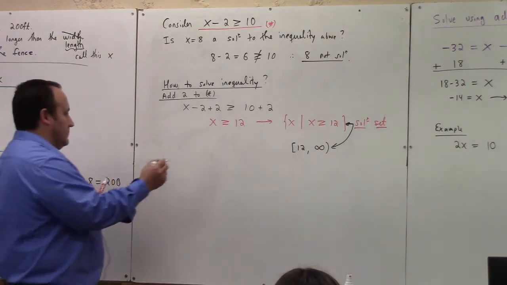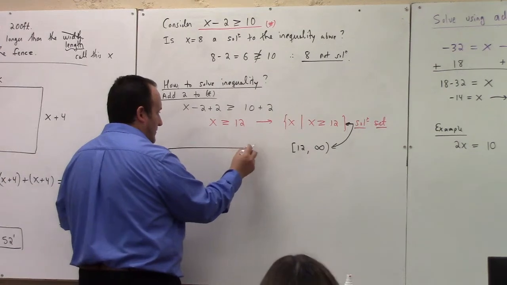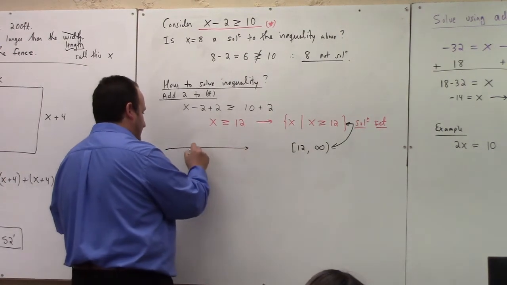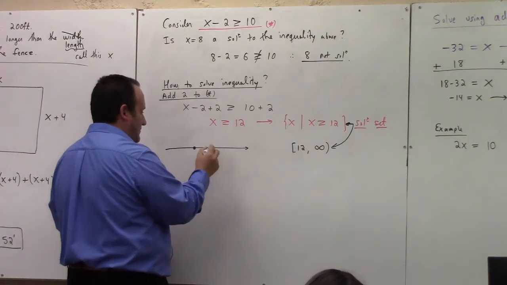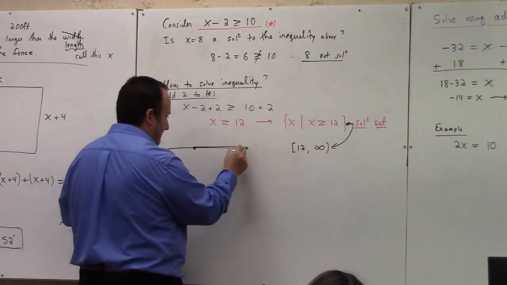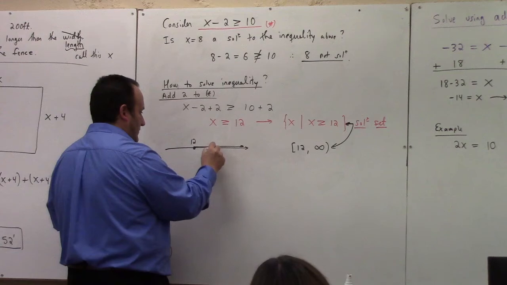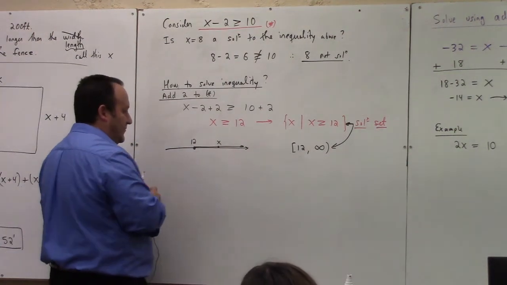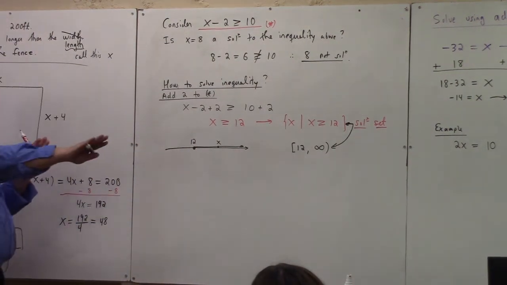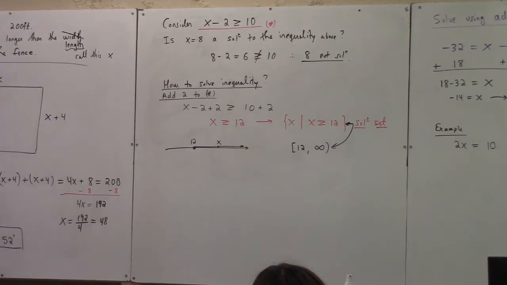But the thing we might do more in here, I suspect, is this. So we draw a little dot, like this, so we can envision x being somewhere here. X is to the right of 12 on the number line. That's the solution to this inequality. Okay?